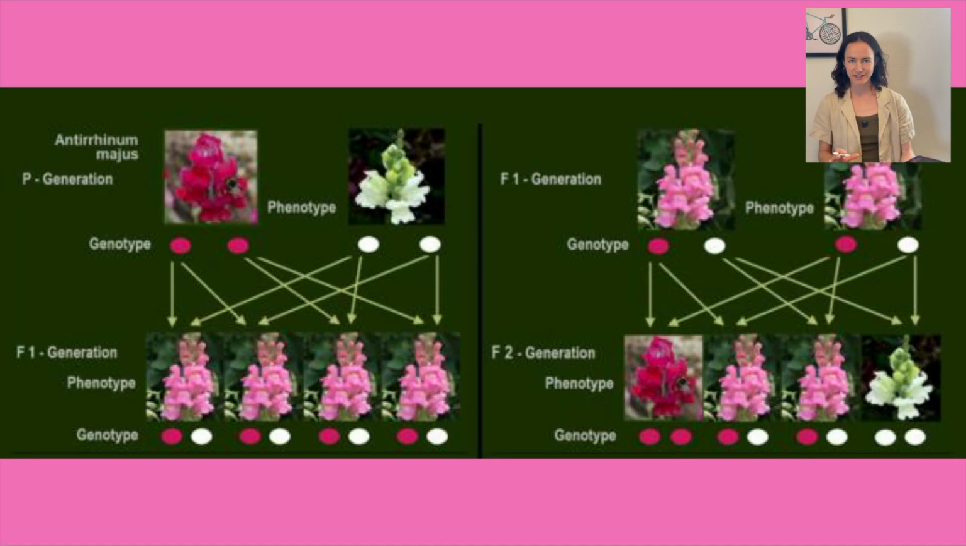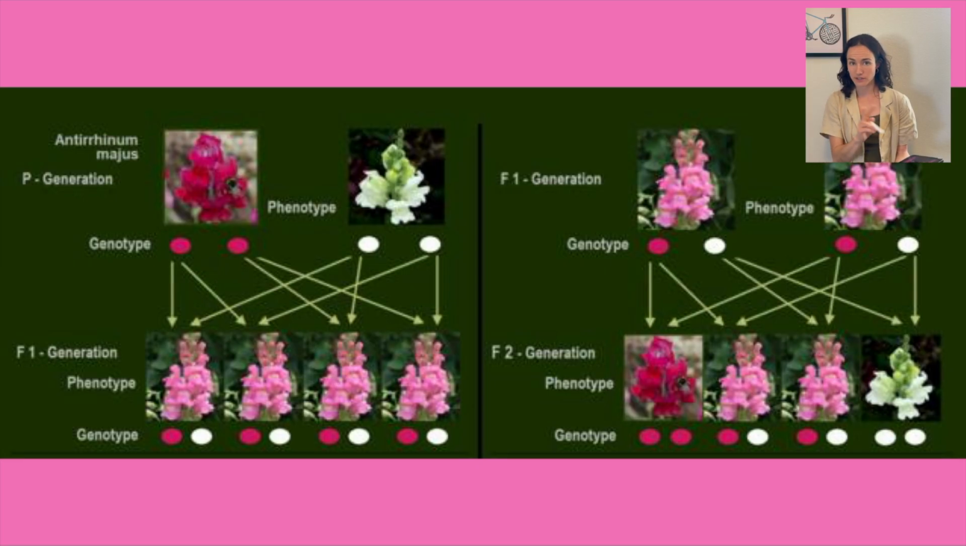Okay, so there's a lot going on in this image here. On the left, you'll see that we have 2 flower colors for a snapdragon plant. The red coloration is homozygous, as is the white coloration. So there has to be 2 alleles on each chromosome for the red flower to show up, and we have to have 2 alleles of the white flower variation.